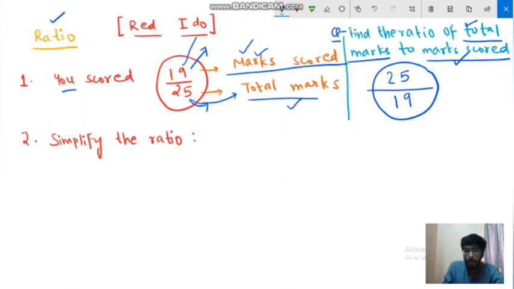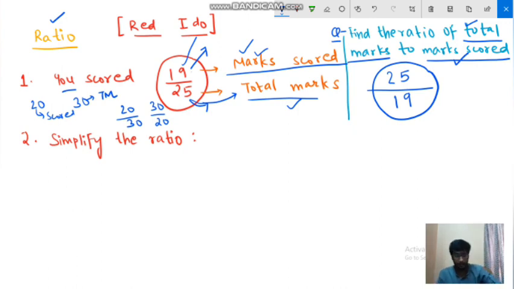Okay. Take one more example. If you scored 20 and the paper was of 30 marks, okay, this is the total marks I am denoting by TM, and this is what you scored. If I ask you the ratio of what you scored to total marks, so what you scored comes first, total marks comes second, that is in the denominator. So you are expressing this in the form of ratio, which is 20 upon 30. What if I ask you total marks to what you scored? Then it will be reciprocal. Total marks is 30, what you scored is 20. Clear?